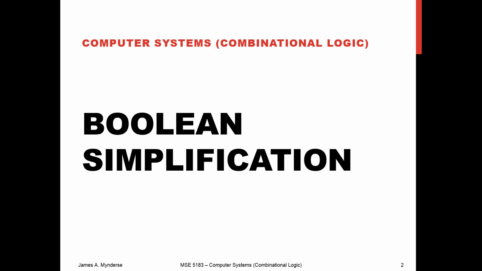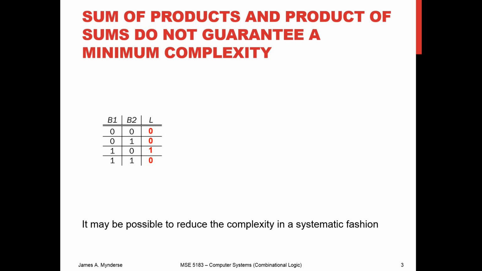And we want to talk today about simplifying those equations into something that's a little more compact and a little less expensive to implement. So remember that sum of products and product of sums do not automatically guarantee that they're at a minimum complexity. So the case we had before was a two-button door lock, and so we pushed B1 and we pushed B2. And we had either lock or unlock, lock being 0 and unlock being 1. And so we did this in two ways. We did a sum of products, which gave us this answer. We did a product of sums, which gave us this one.